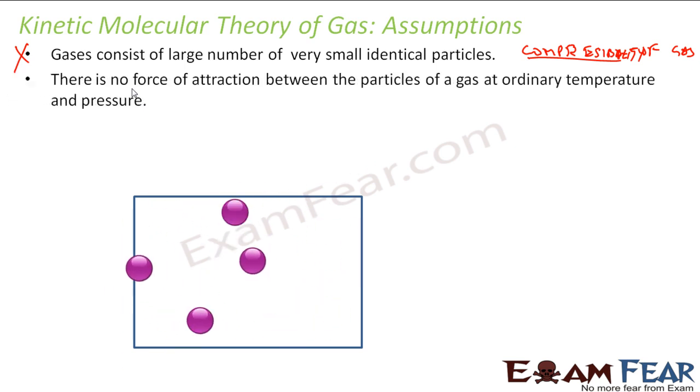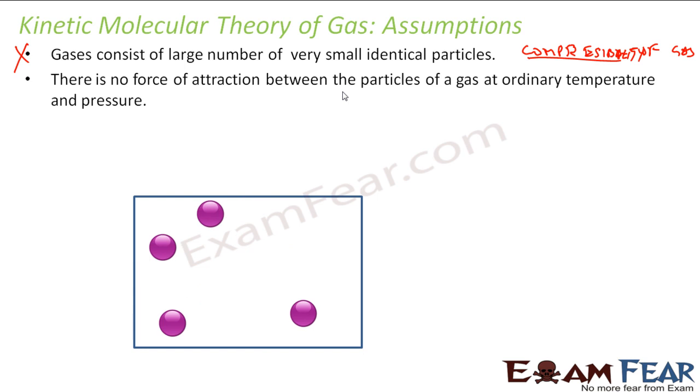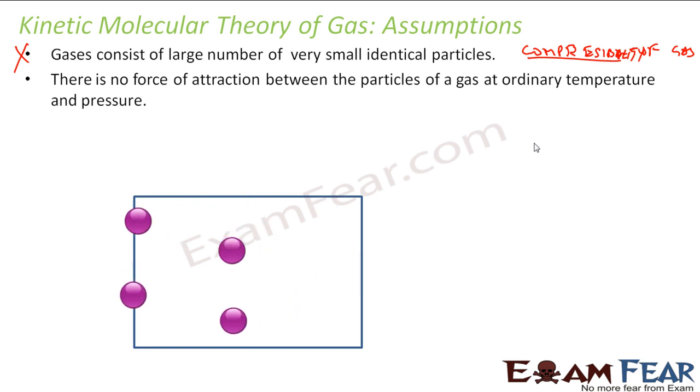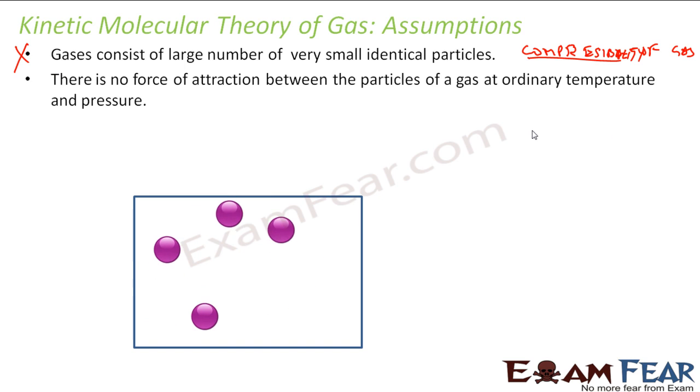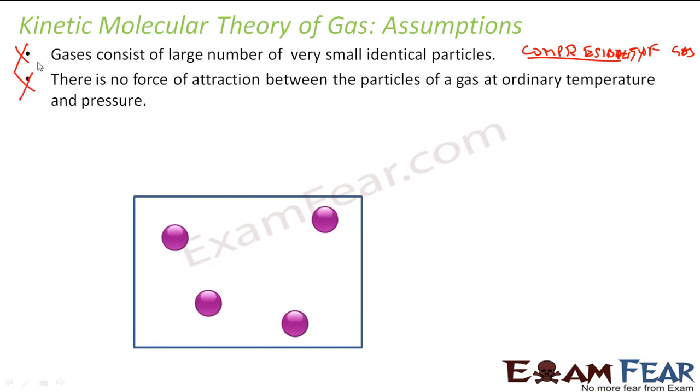The second assumption says that there is no force of attraction between the particles of the gas at ordinary temperature and pressure. That means this explains why, if you put this gas in a big jar, it occupies the whole volume, all the available space. This explains that, but this assumption is also incorrect. We'll show you that. These two assumptions are incorrect, but they are true for ideal gas, not for real gas.